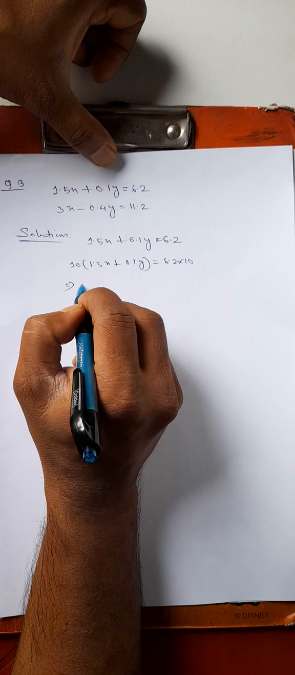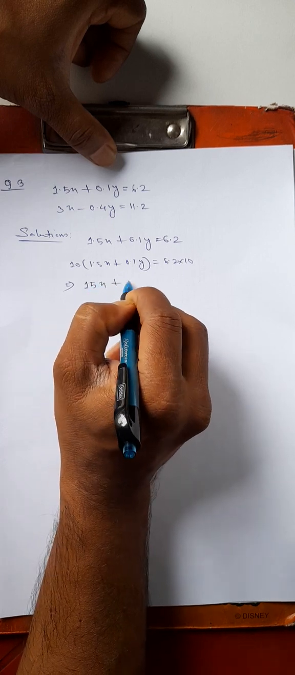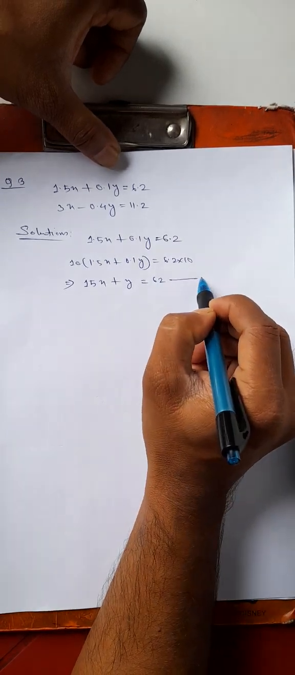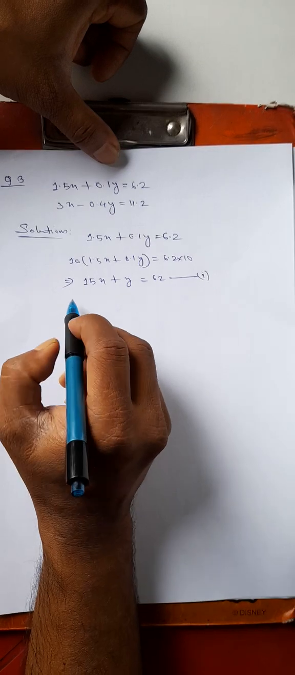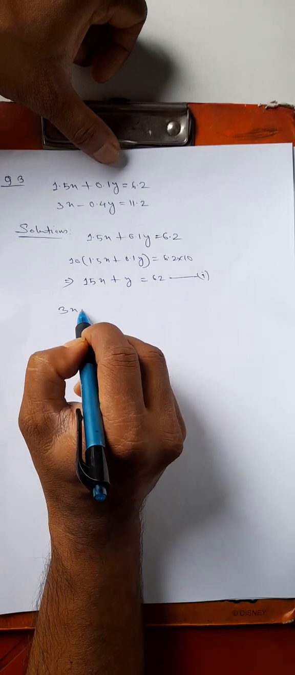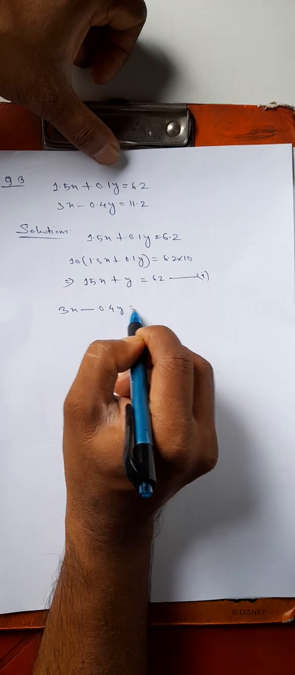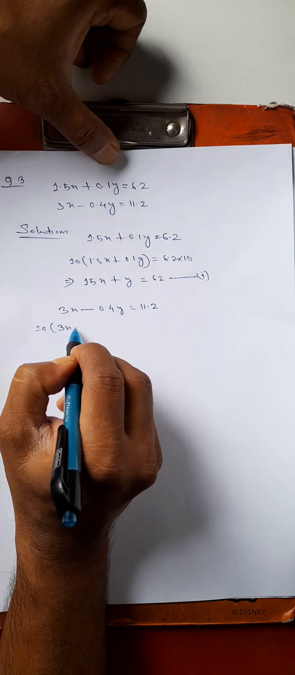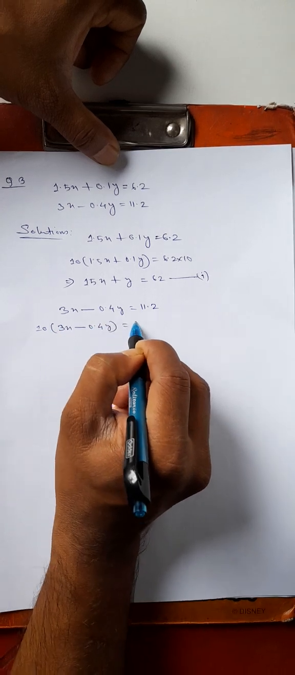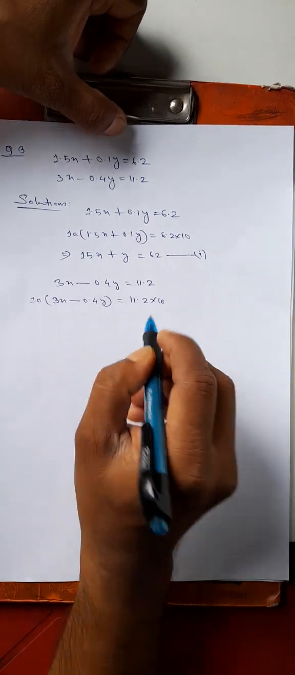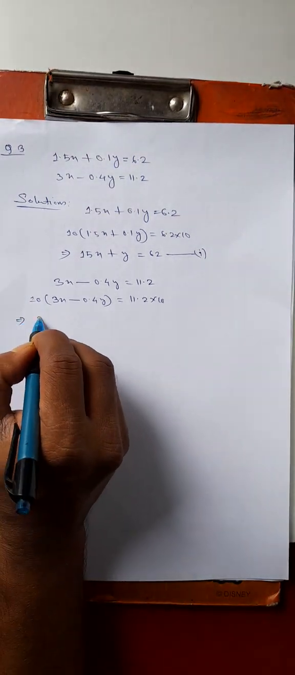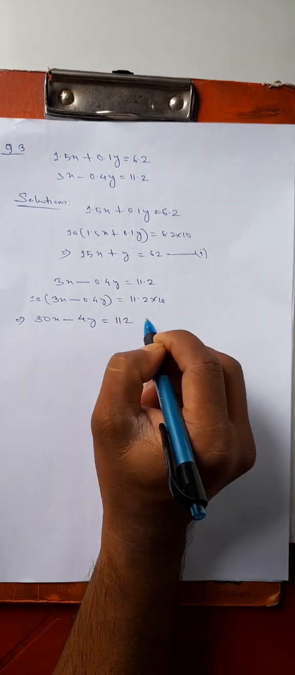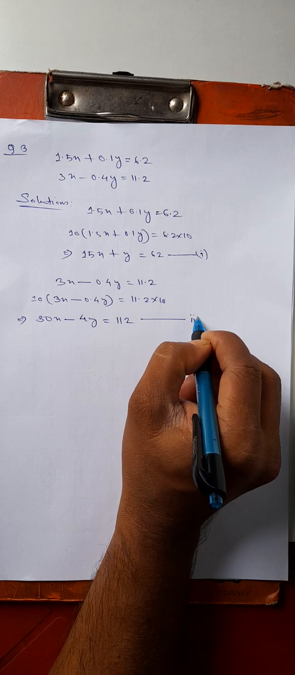So this implies 15x plus y equal to 62, right? So let's treat this equation as 1. Second equation is 3x minus 0.4y equal to 11.2. If you multiply both sides by 10, equal to 11.2 multiplied by 10. So this gives 30x minus 4y equal to 112. So let's treat this equation as 2.